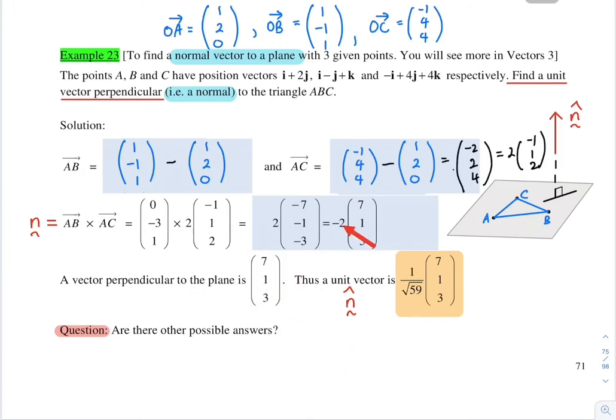Now you could also use minus 14, minus 2, and negative 6. You could also use this vector, but because this is not factorized in the simplest form, alright, we try to avoid using this. Okay, so what we can do is we just take the vector 7, 1, 3, or you could also even take the vector negative 7, negative 1, negative 3. Alright, so in this example, we take 7, 1, 3 as a vector perpendicular to the plane. So the unit vector, represented by n hat, is just the vector divided by the magnitude.